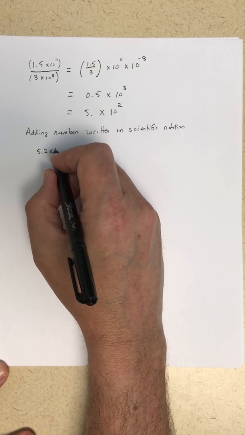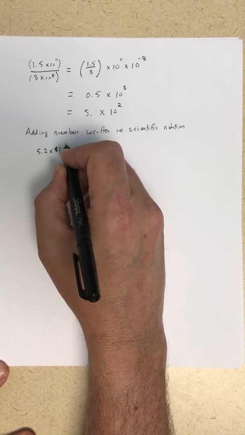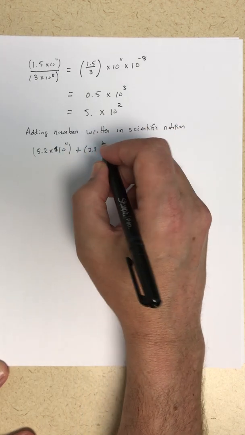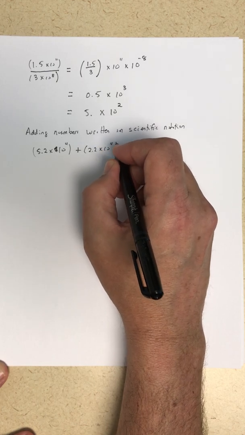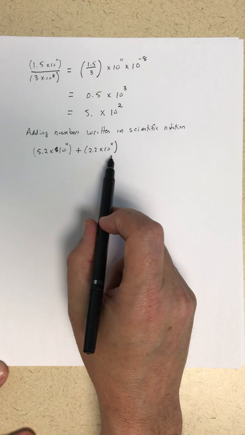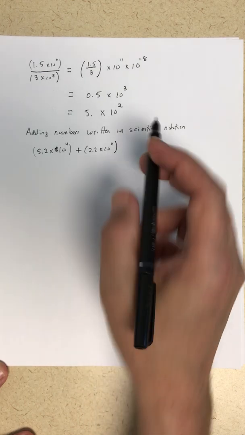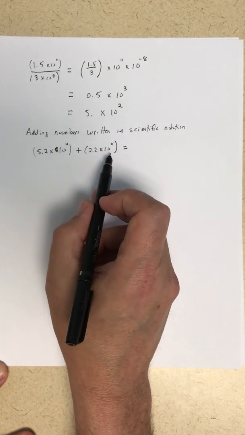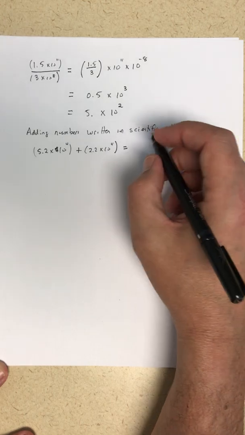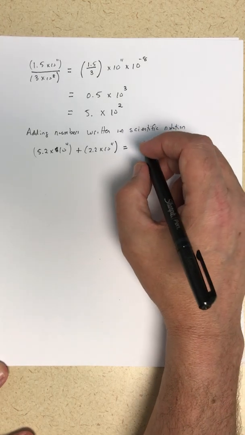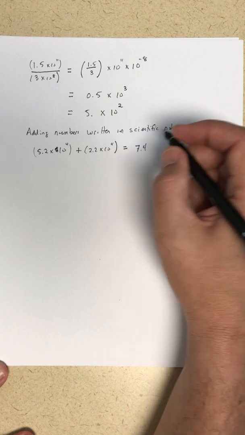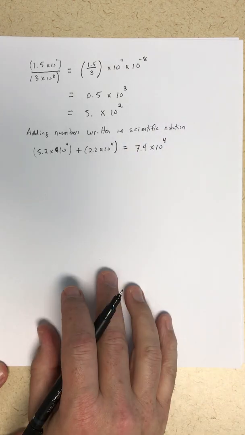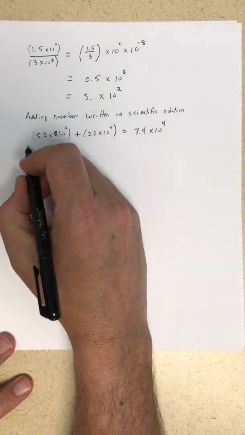5.2 times 10 to the 4th, and I want to add to that 2.2 times 10 to the 4th. Well, these already have the same power of 10, so this is straightforward. I just add the significands and keep the same power of 10. So 5.2 plus 2.2 is 7.4, times 10 to the 4th. And subtracting is going to go similarly.